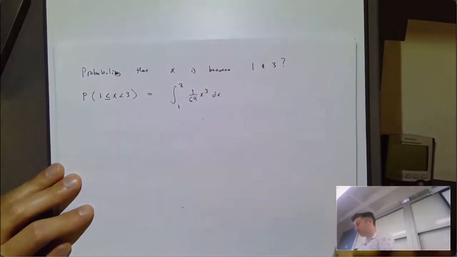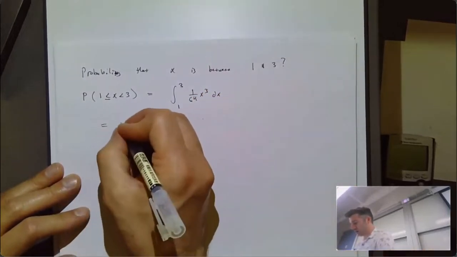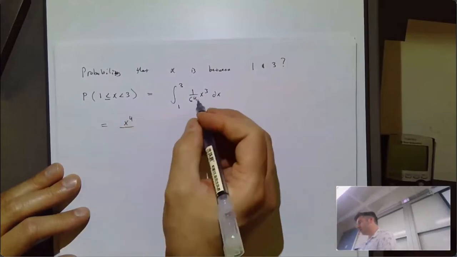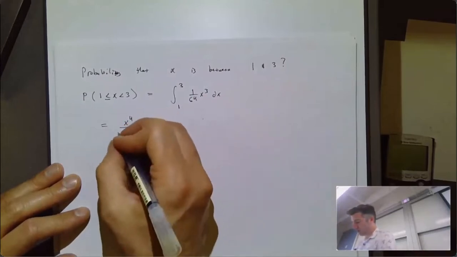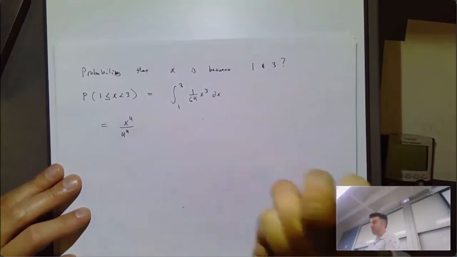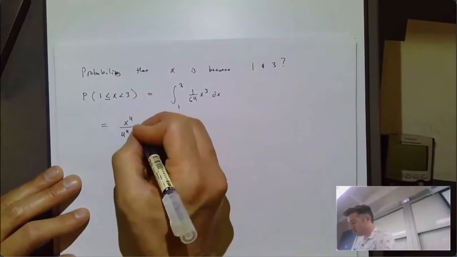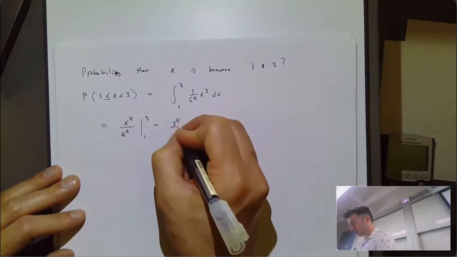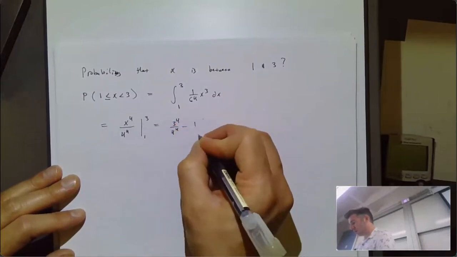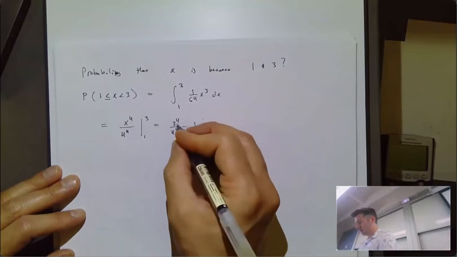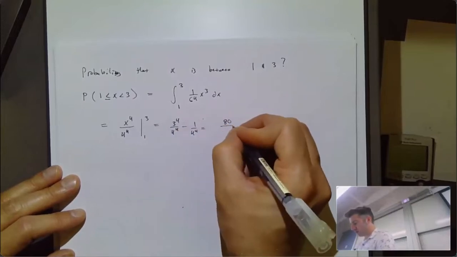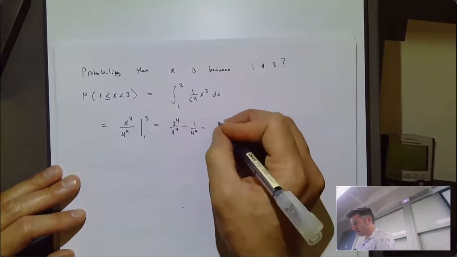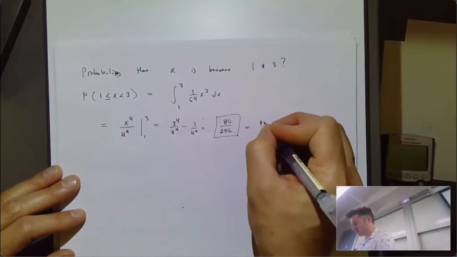So then you would do the usual thing. You would integrate, you would get X to the 4th over 4 times 64, which is 4 to the 4th, or 256 if you prefer, from 1 to 3. So I plug in 3, I get 3 to the 4th over 4 to the 4th. I plug in 1, I get 1 over 4 to the 4th. I end up with 81 minus 1, so 80 over 4 to the 4th. And sure, you could reduce that fraction.